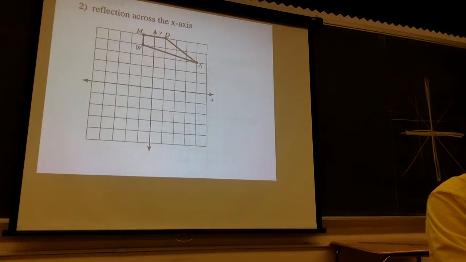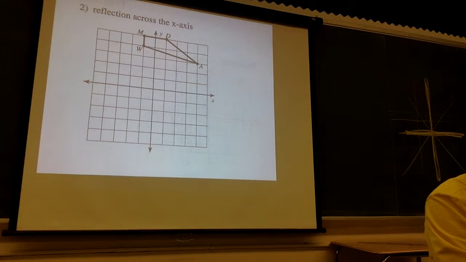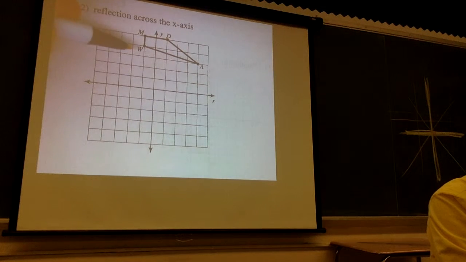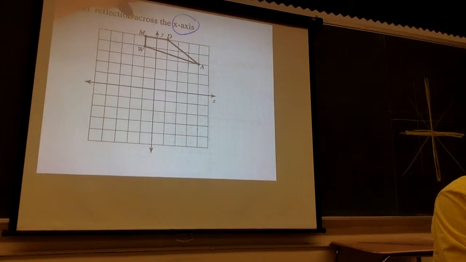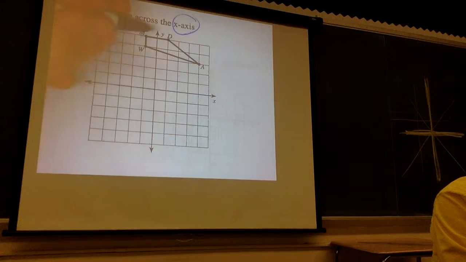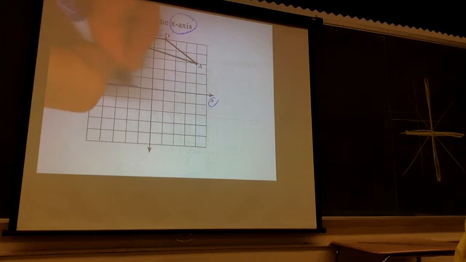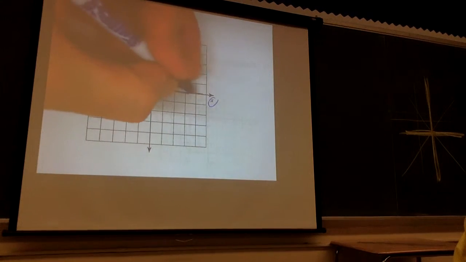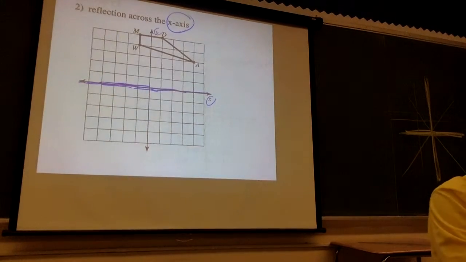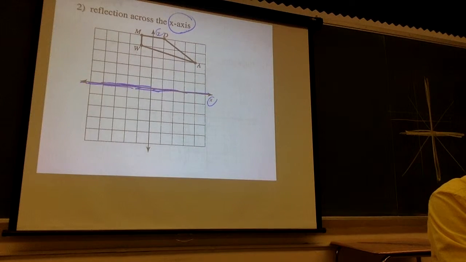Well, number 2 is pretty straightforward. That tells us to reflect the shape ADMW over the x-axis. Well, my y-axis goes up to down, that's why that little y is there, and this right here is my x-axis. So my mirror, my line of symmetry, or my line of reflection are just going to be right across this line over here. Let's go.